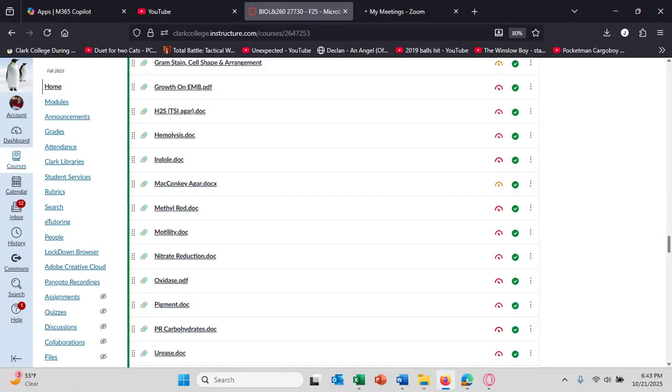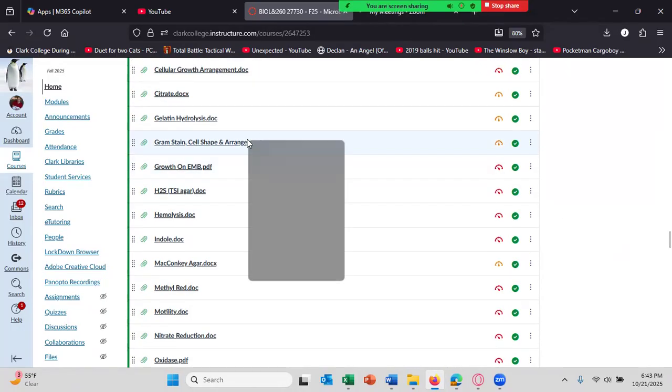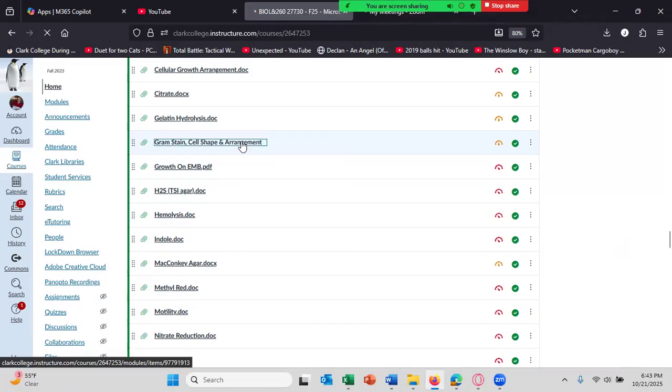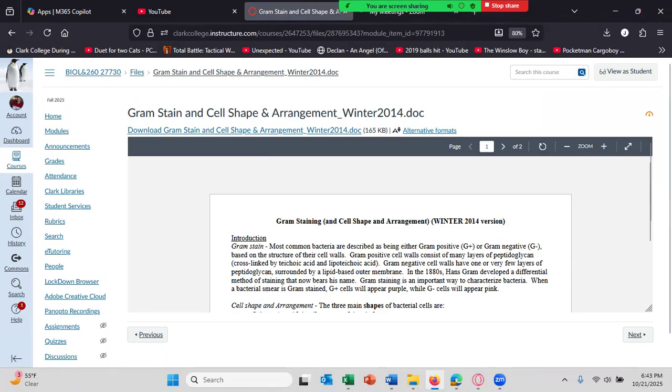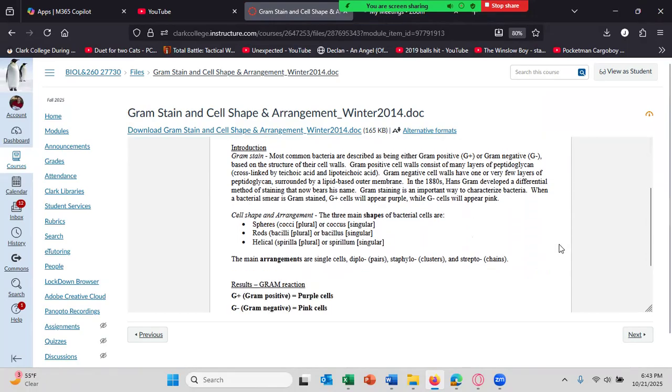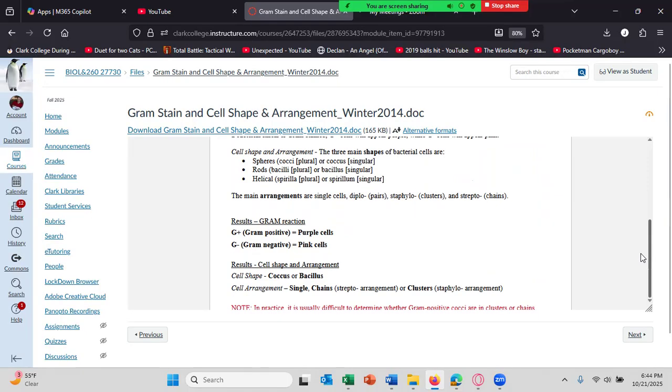And that does tell you in both the table and in the gram stain. So let's go ahead and look at the gram stain since I have this here. It goes through the gram stain, talking about cell shape and arrangement: spheres, rods, helical, or spirillum, and the arrangements for gram-positive and gram-negative cells.